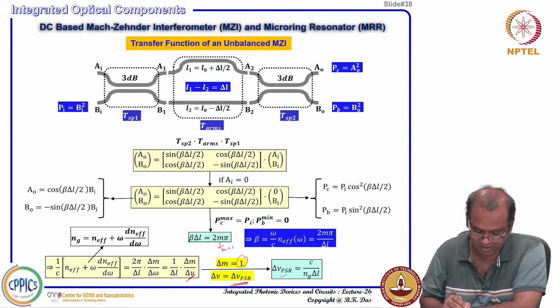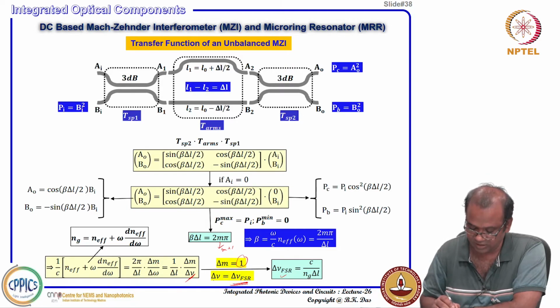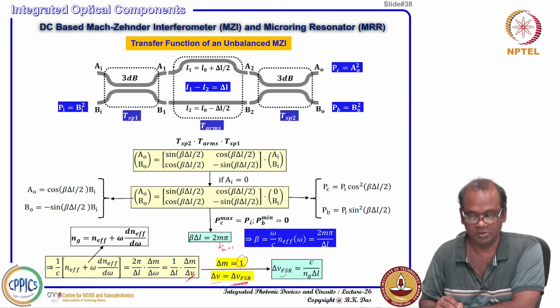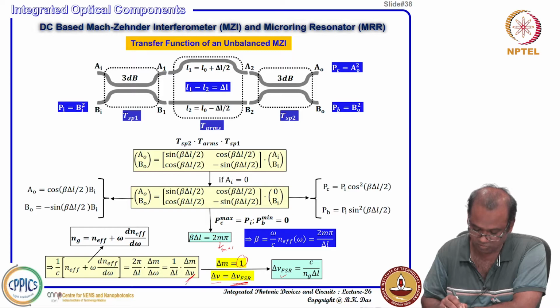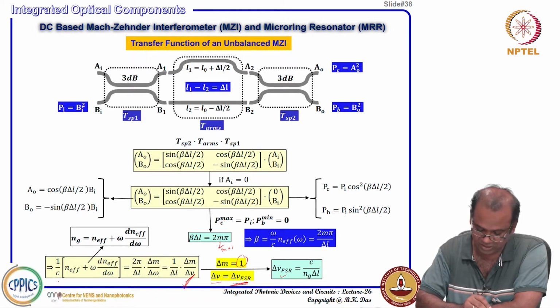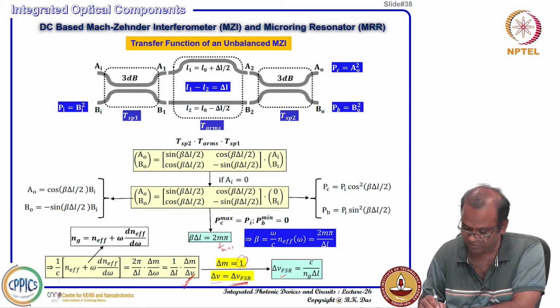then my frequency changes to satisfy this condition, that will be delta nu. So, that can be calculated as delta nu FSR equal to ng by c delta L, and I take that side. So, I can simplify it: delta nu FSR equal to c by ng delta L. So, what is this FSR?